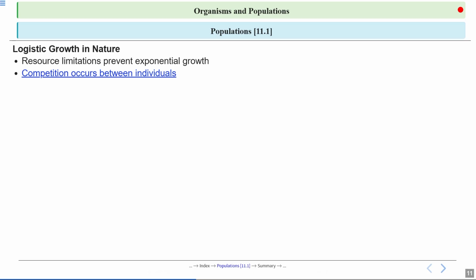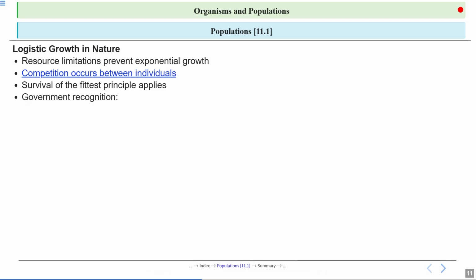Now, as the resources are limited, there is competition among the individuals. The individuals must compete for the resources. This competition can be for food, for mates, for territory, and it plays a significant role in shaping the population dynamics. This shows us the principle of survival of the fittest. In a competitive environment, individuals that are better adapted to their surroundings are more likely to survive and reproduce. So this natural selection process is a key driver of evolution and biodiversity.